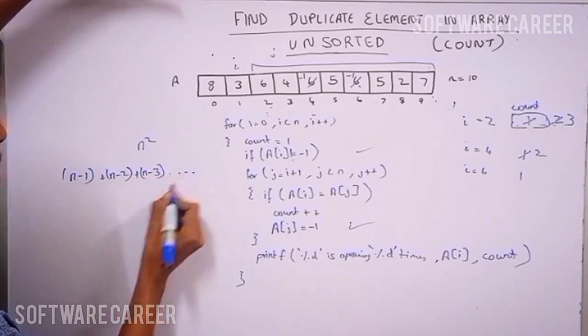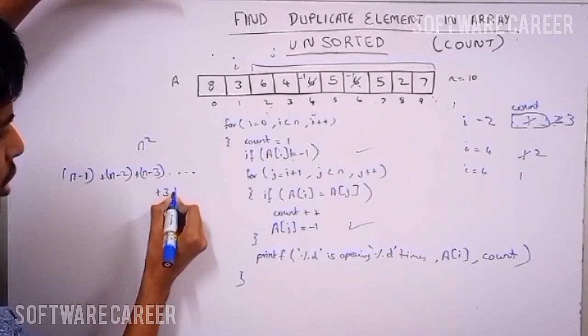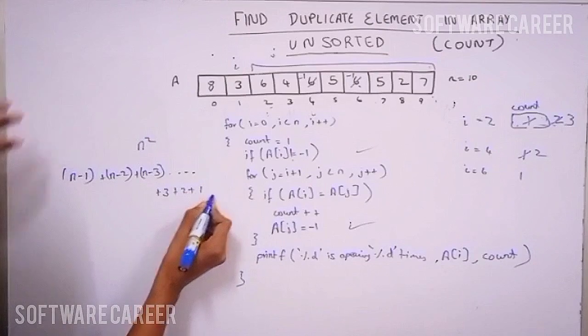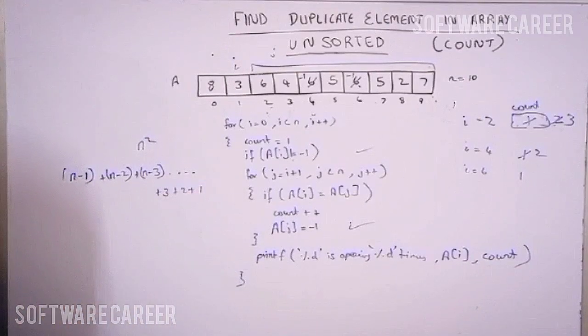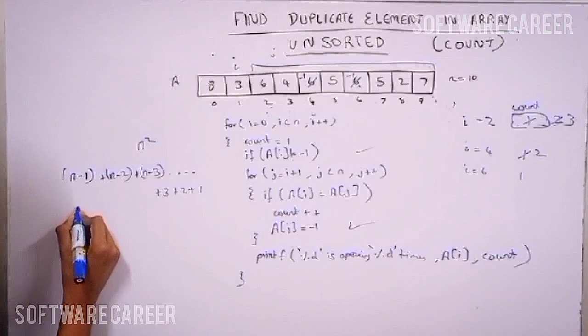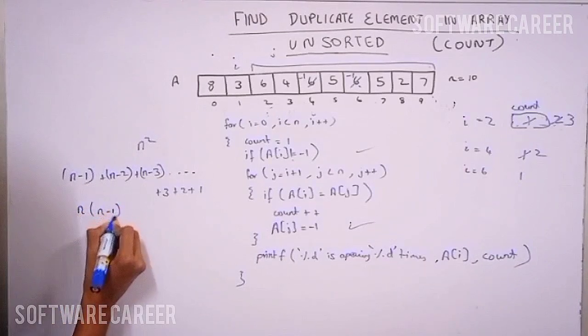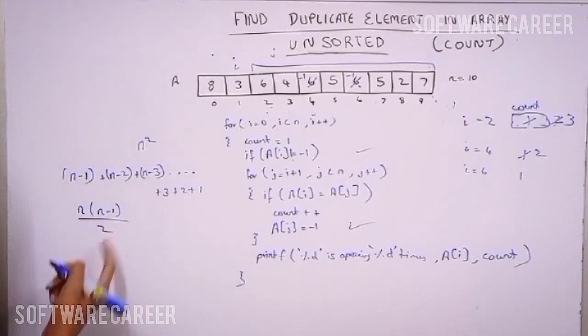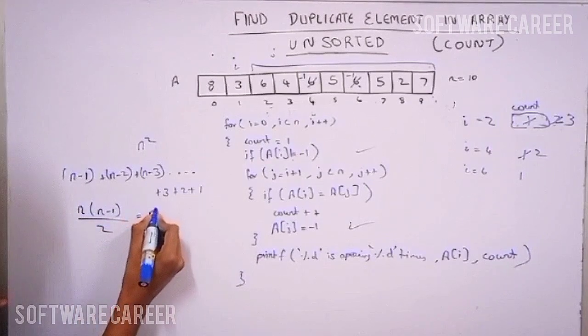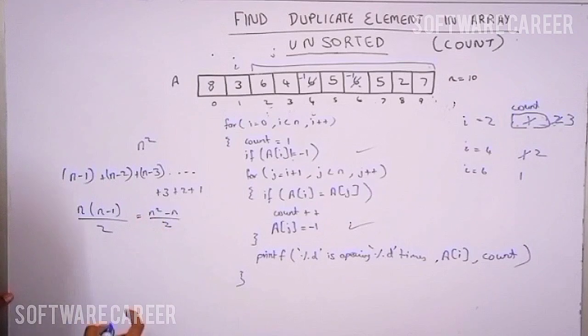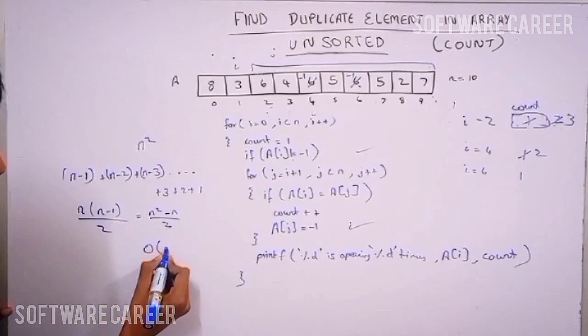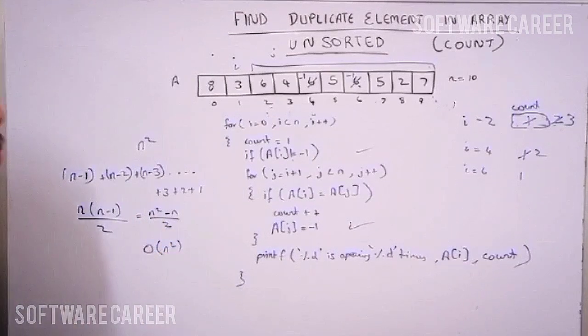Till how much does it go? Till plus 3, plus 2, plus 1. Like this it goes. So you should add n terms. What is the sum of n elements? The formula is n into n minus 1 by 2. That is n square minus n by 2. What is the highest order in this? n square. So it is O of n square. Like this also you can find the time complexity.